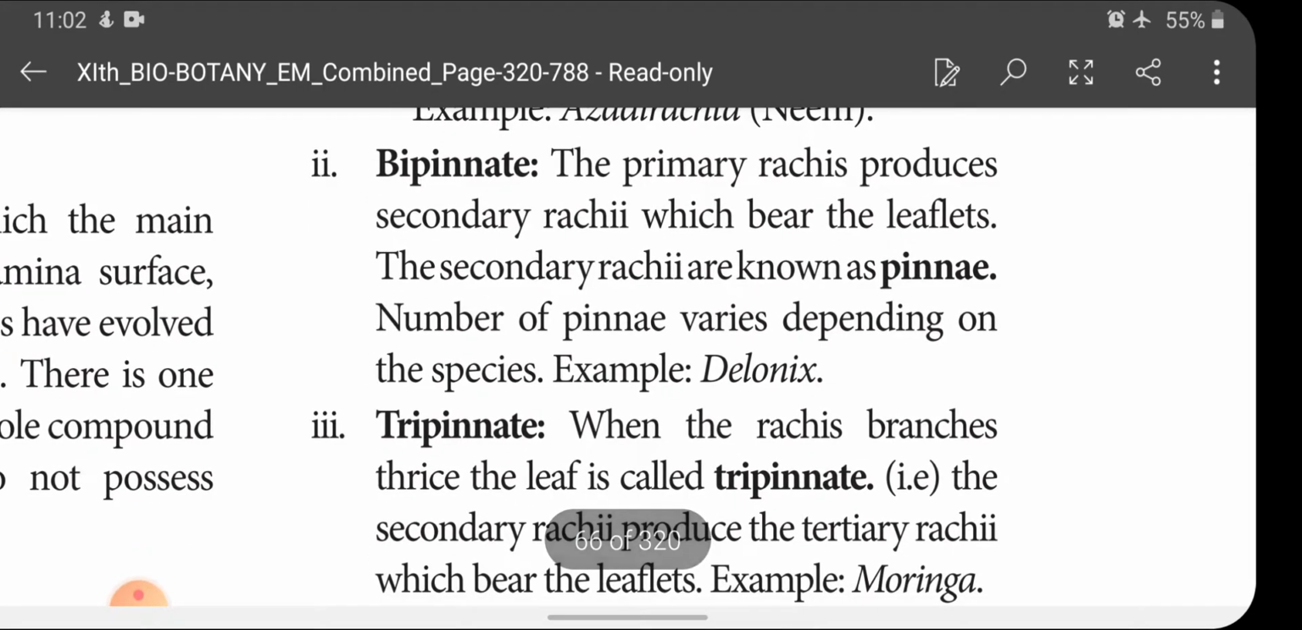Next one is bipinnate. The primary rachis produces secondary rachis which bear the leaflets. The secondary rachis are known as pinnae. The number of pinnae varies depending on the species. Example Delonix. Okay.